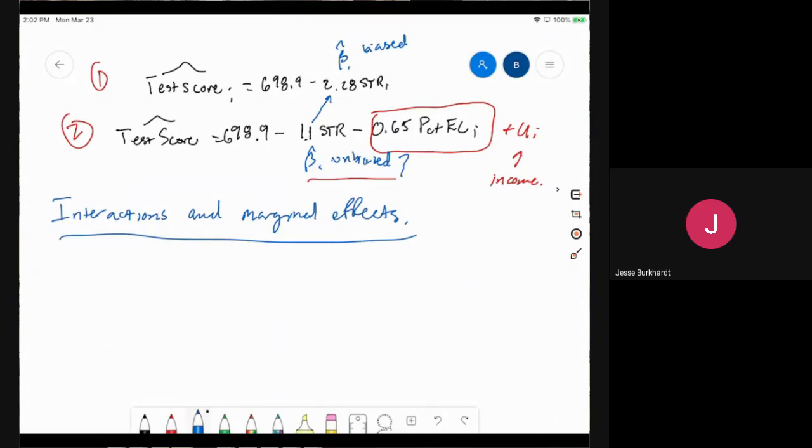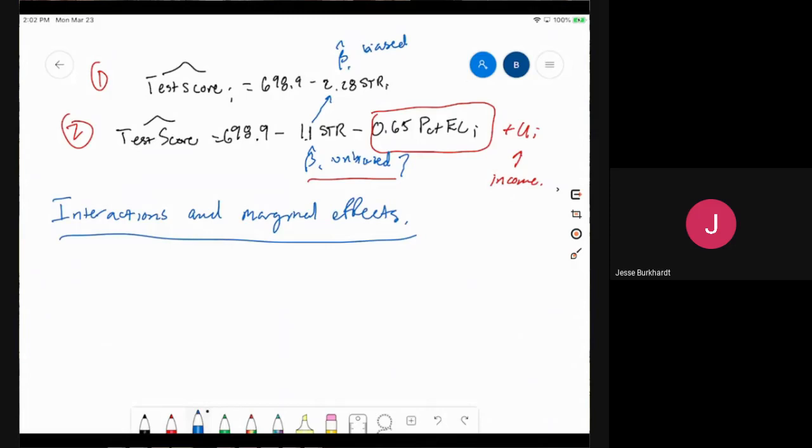Interactions and marginal effects. Okay. A marginal effect is just another way of saying what is the interpretation of beta 1. So marginal effect is the effect of an x variable on y. When we expand our discussion from single regressors to multiple regressors, we now think of the coefficient estimates beta hat 1 as marginal effects.